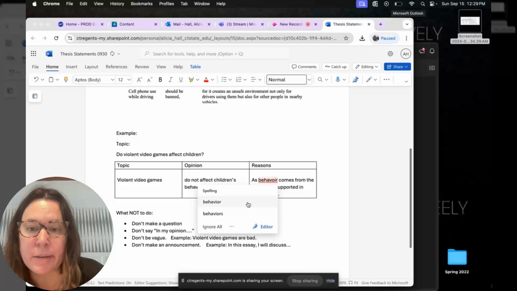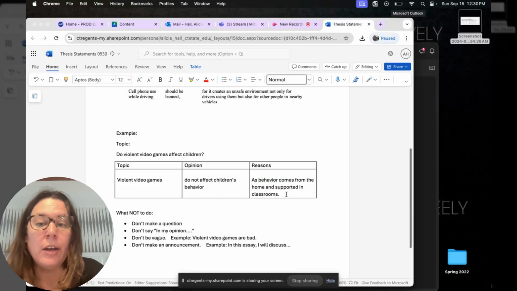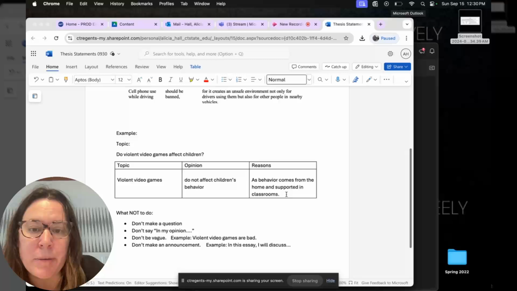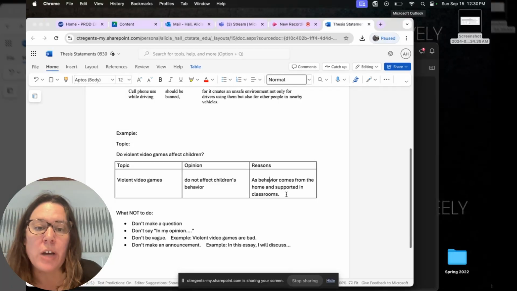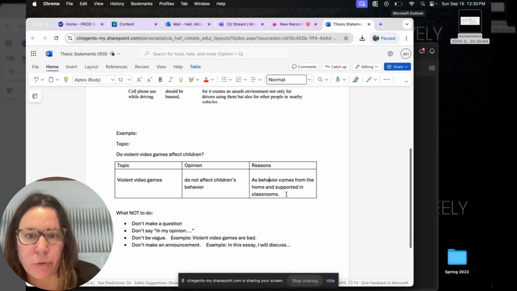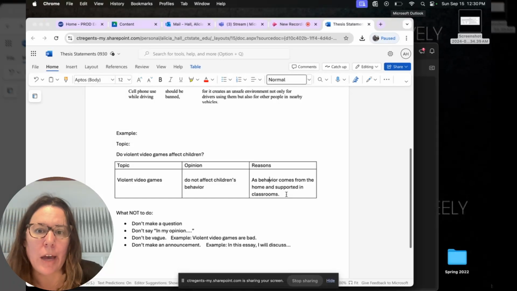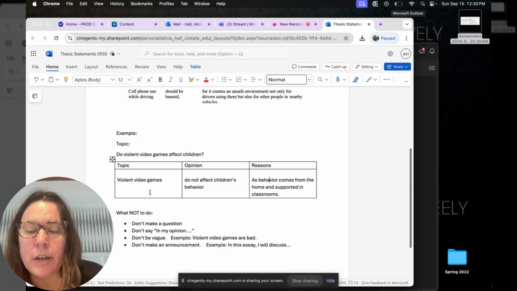Now, you might have the temptation to go on and on and on, but you have to remember a thesis statement is only one sentence. So if you do have the temptation to keep going, make sure you stop. You don't want a huge run-on sentence for your thesis statement. Okay? So let's just go back and read this.